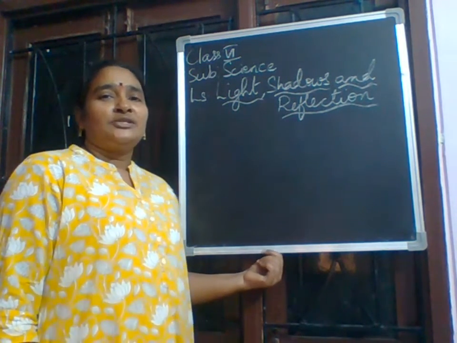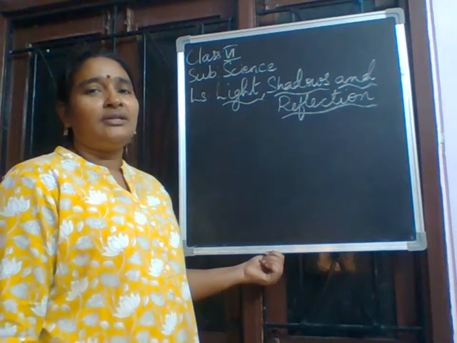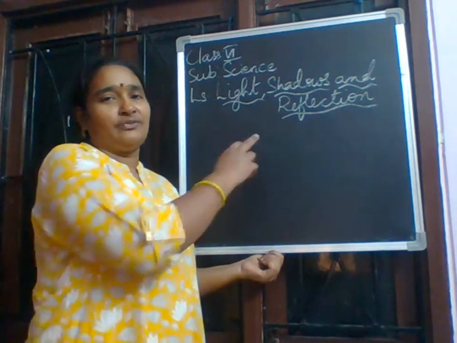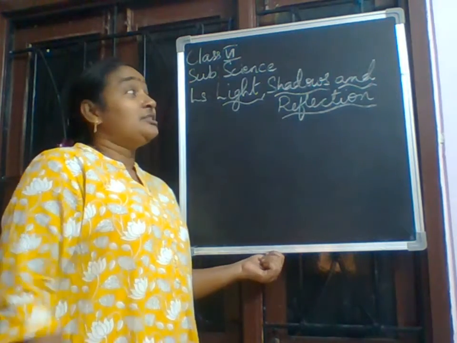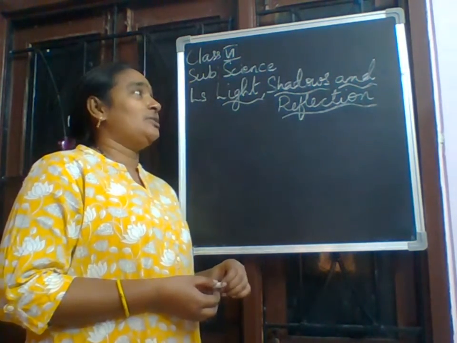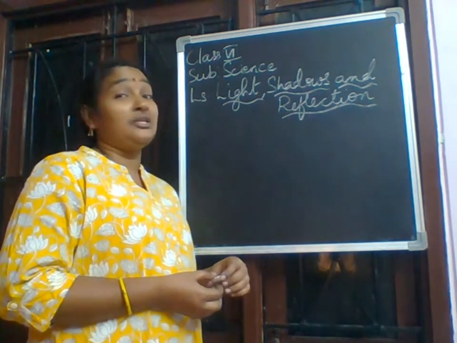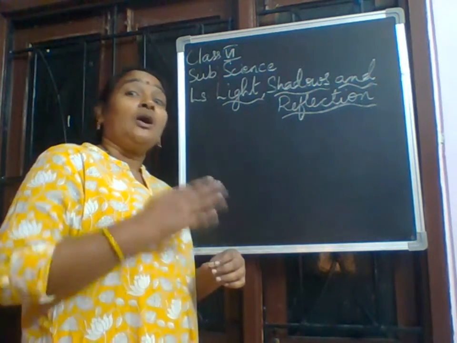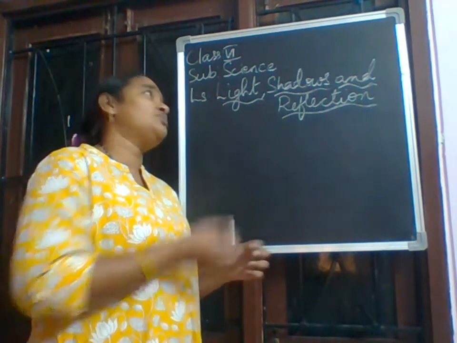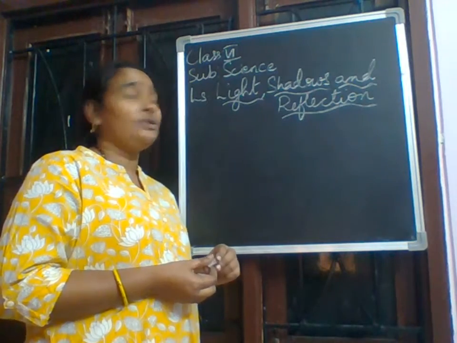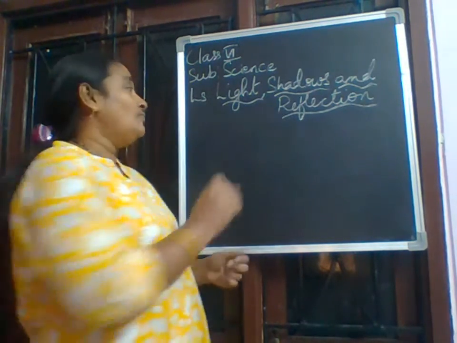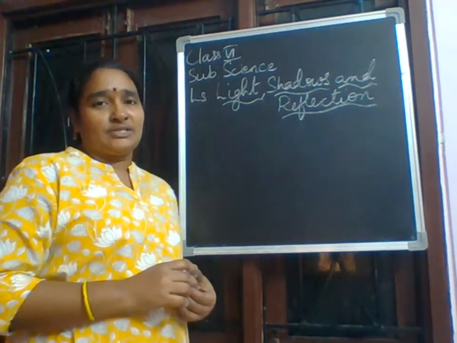Hello children, today we will see the topic light, shadows and reflection. Class 6, subject science. It is a very interesting topic because it deals with light, how shadows are formed, and how reflections occur. So listen to me very nicely. Now we will see about light first.